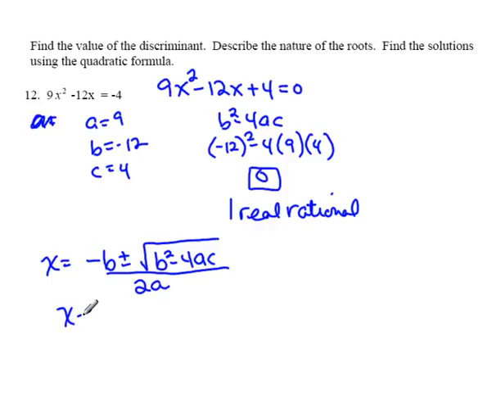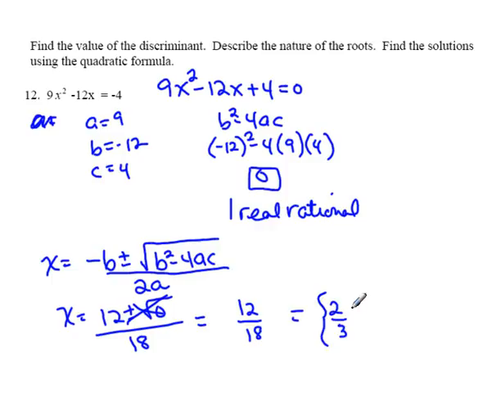Okay, so x equals positive 12 plus or minus the square root of 0 all over 9 times 2, which is 18. Remember, the square root of 0 is just 0, so if I take 12 plus or minus 0, I just don't need to deal with that. I get 12 over 18 as my answer. It does simplify to 2/3. And you see that it is indeed one real number and it is rational.